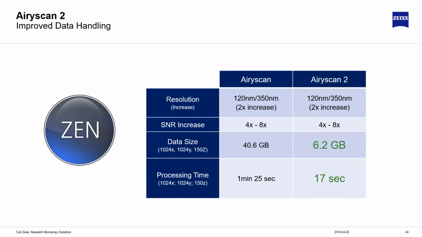The other thing to mention for anyone who had been working with Airyscan before is that the way we're handling the data is a little bit different. There's no difference in terms of the image quality, but we're saving rings' worth of data, and as a result we're processing much quicker. So the file size is smaller and the processing is much faster.